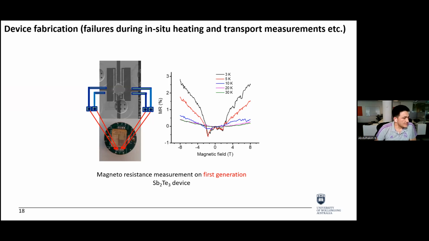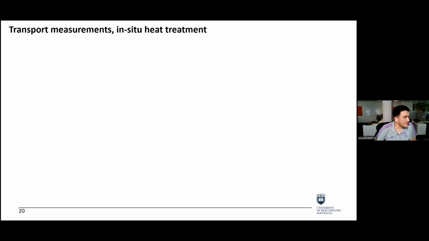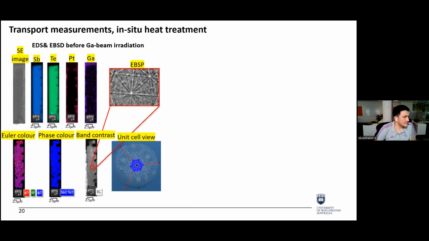It doesn't really represent the true atomic structure of this material. And based on the method I developed, we can fabricate different geometries of devices on different sorts of chips. As you can see here, we have this heating chip, or we can use this biasing chip. And after fabricating the device, we did some transport measurements and some heat treatment measurements.